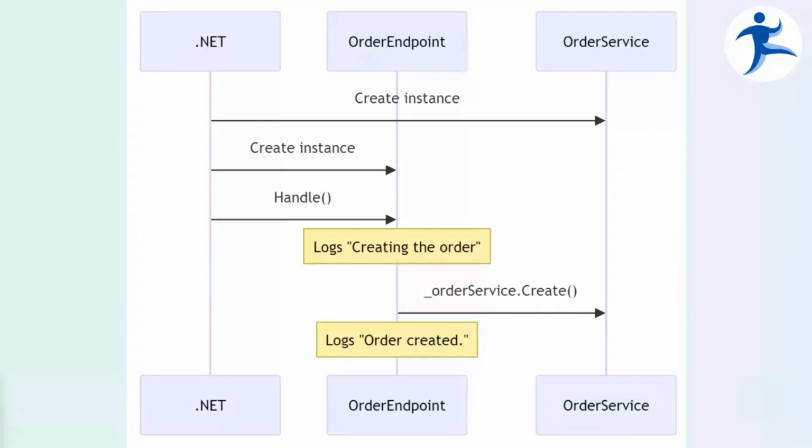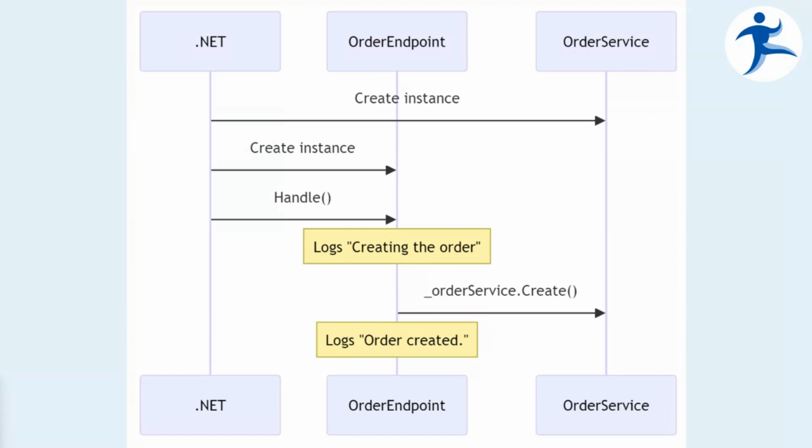And it has to create them in reverse order of how they're going to be used. So the endpoint is created after its dependencies. If we just go down the list of things here in the sequence diagram, you'll see that in the initial version, it creates the order service, then it creates the endpoint, and then something calls the handle method when someone makes a request. And then inside of that endpoint, maybe it's doing some logging, then it calls the order service, and then it logs again. Right? And that's the whole flow.